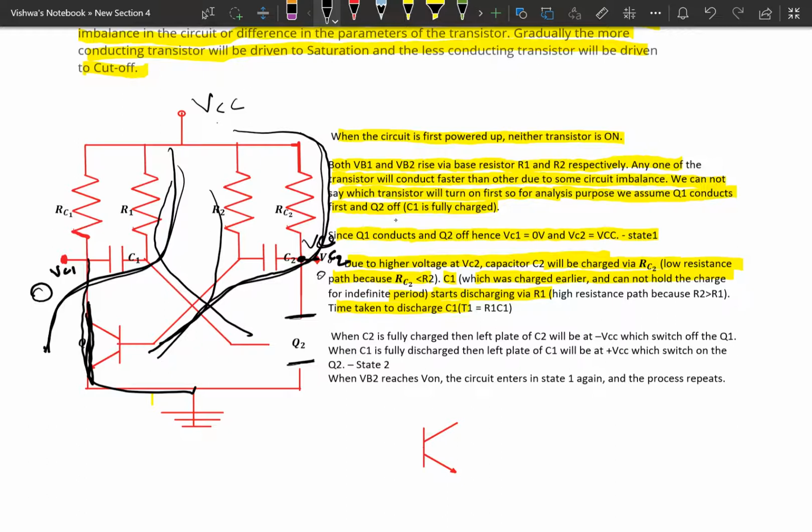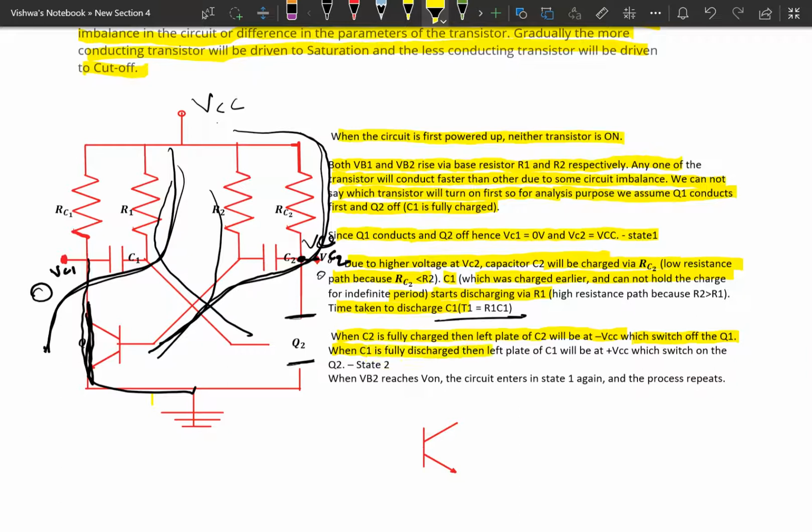When C2 is fully charged, the left plate of capacitor C2 will be at negative VCC, which switches off Q1. When C1 is fully discharged, then the left plate of C1 will be positive, which switches on Q2. In the next state, what happens?